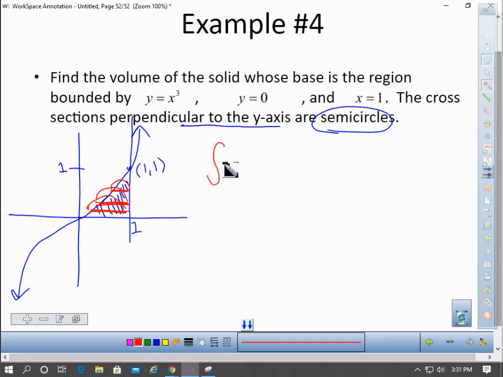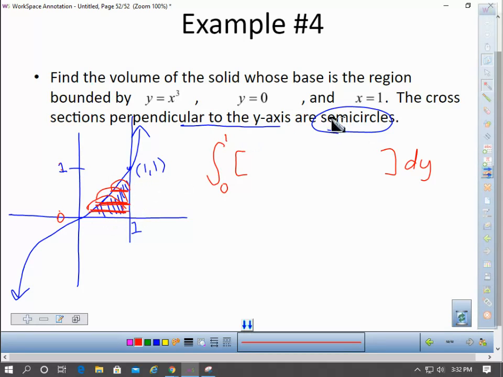So when we integrate, the formula that we integrate, we're going to be dy because we're perpendicular to the y-axis, which means my limits of integration need to be y values. So I'm going from 0 to 1, which in this case, you would get it right whichever way you went, but always make sure you do y-axis if you're in dy. So 0 to 1.